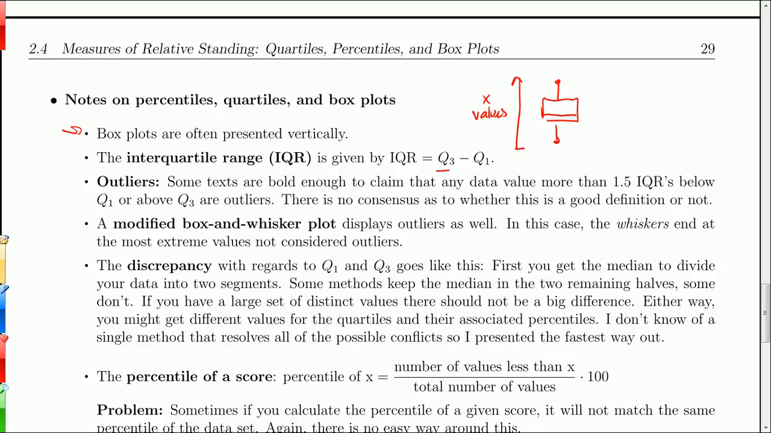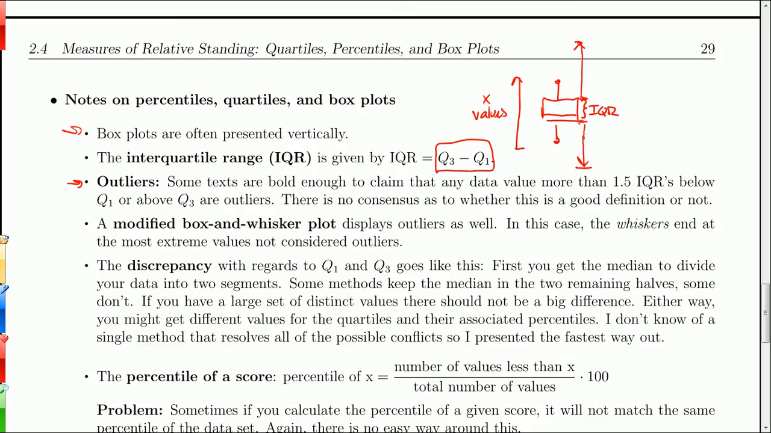The interquartile range is Q3 minus Q1. It's this distance, right? That distance is called the interquartile range, or IQR. And some textbooks are bold enough to quote the definition of an outlier. They'll say, if you go to Q1, say down here, and you go more than 1.5 interquartile ranges, that makes you an outlier. If you're more than that away from Q1, or if you're more than 1.5 interquartile ranges above Q3, you're also an outlier.